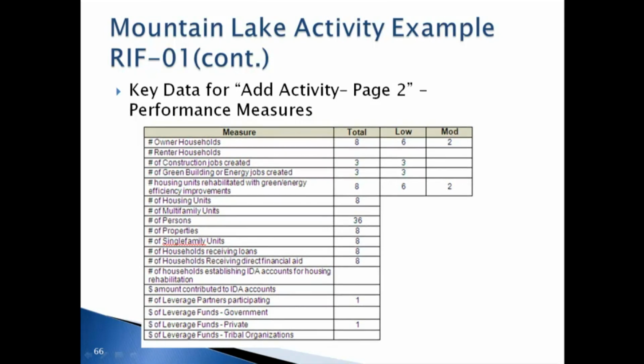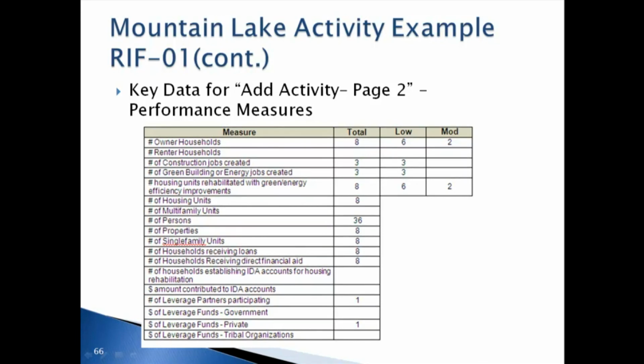As we talked about on the previous slide, this screen shows the projected performance measures for the Mountain Lake activity example, RIF 01. These projected performance measures were taken from the HUD logic model submitted with the application from Mountain Lake, but they also could come from the application narrative. In some cases, the projected performance measures didn't fit into the standardized categories of the logic model, so it's pertinent to use both the narrative and the logic model to populate the projected performance measures in the DRGR action plan.